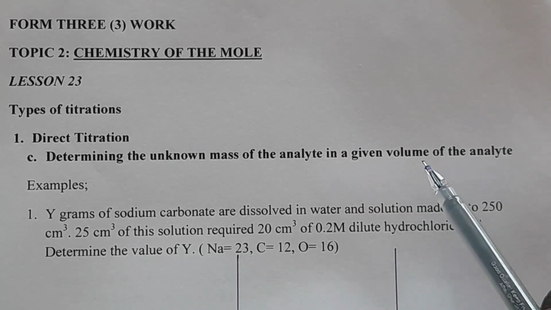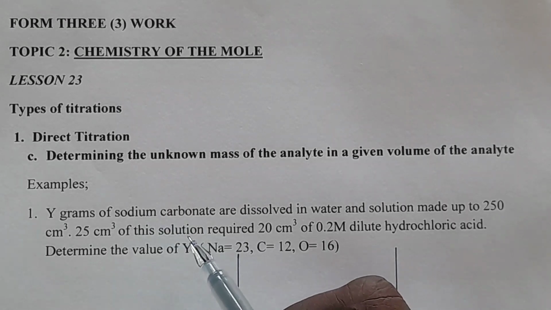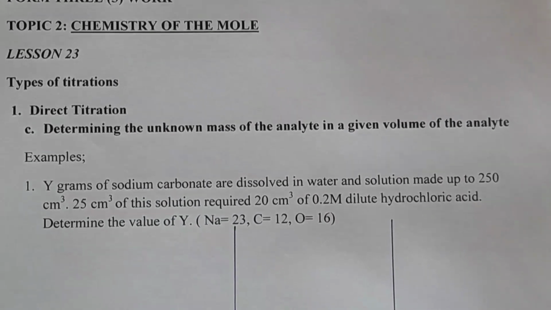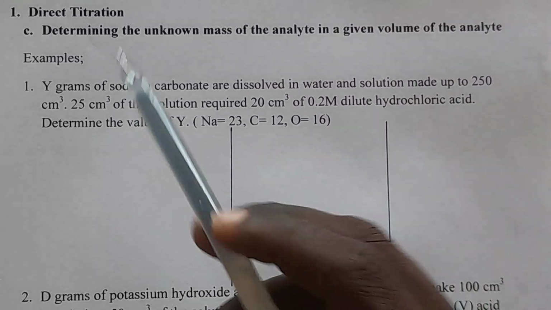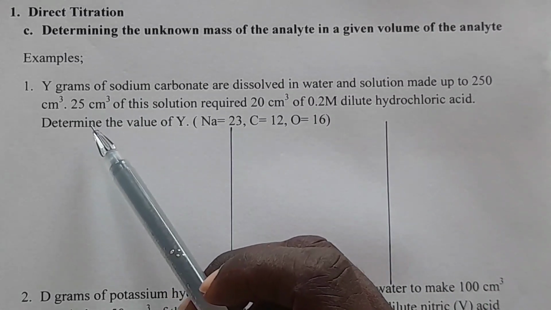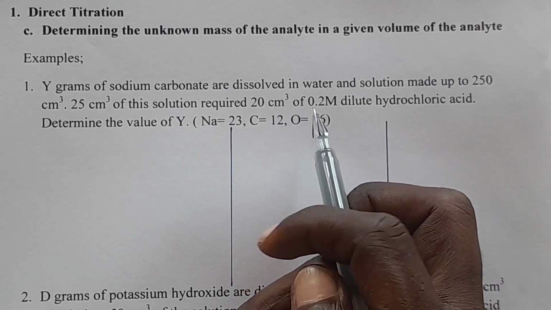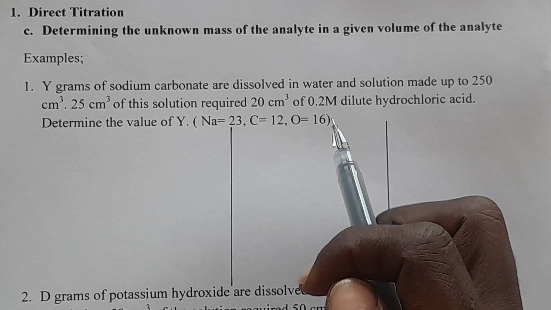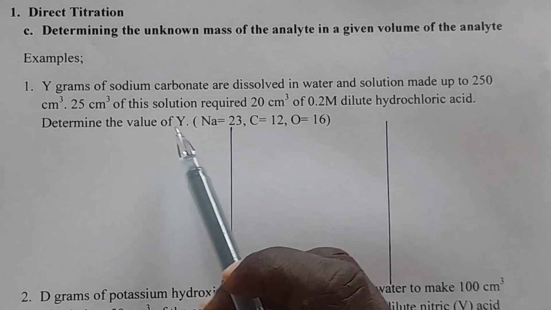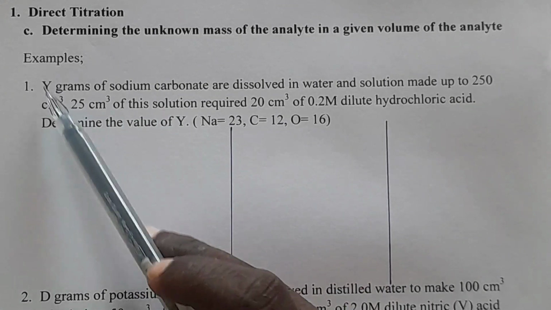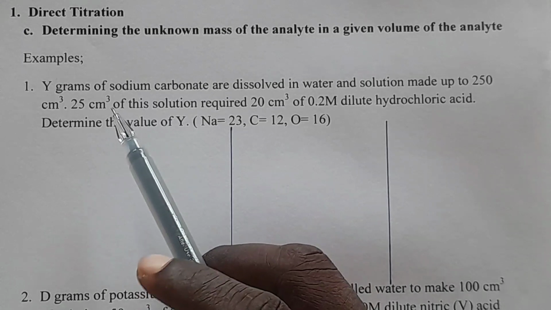So to start with example number 1, we are told y grams of sodium carbonate are dissolved in water and the solution made up to 250 cm³. 25 cm³ of this solution required 20 cm³ of 0.2 molar dilute hydrochloric acid. We are asked to determine the value of y. So y is the mass of the sodium carbonate, which is unknown.